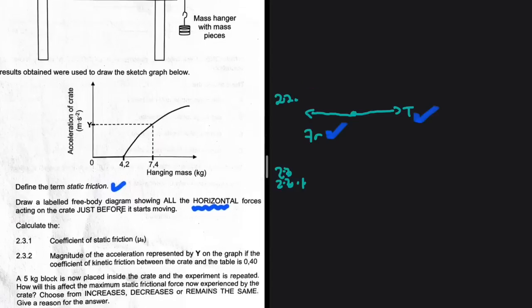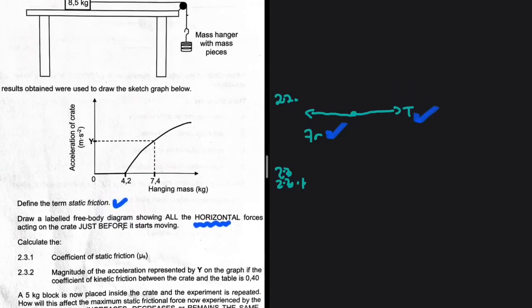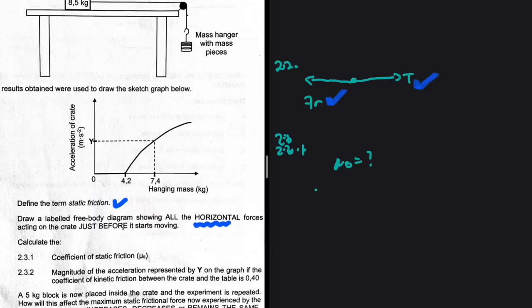2.3.1, we're supposed to calculate the coefficient of static friction. So we are looking for this coefficient of static friction. We already know fully well that the static frictional force is equal to the coefficient of static friction multiplied by the normal force. The coefficient of static friction is usually greater than the coefficient of kinetic friction. Right, you will see why I'm mentioning that in this question as we do 2.3.2.